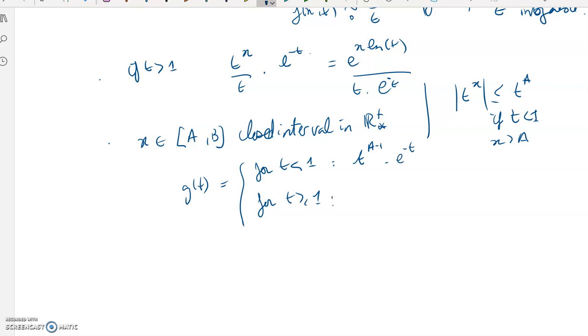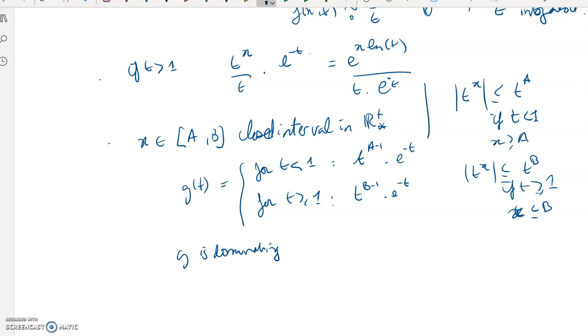And similarly, when we get t to the x, it's going to be smaller than t to the b if t is bigger than 1 and x is smaller than b, smaller or equal. I can use large inequalities anyway here. So I can choose for my dominating function t to the b minus 1 times exponential minus t. And now what do we have? We have indeed a dominating function, and furthermore it is integrable.